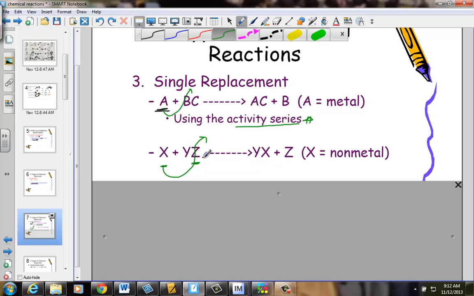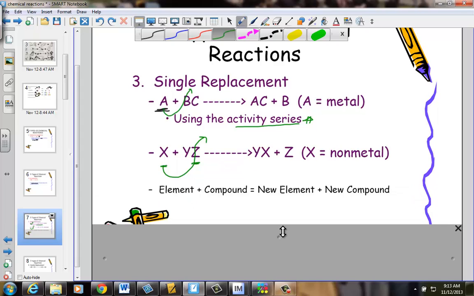If X and Z exchange places, if X replaces Z, if X displaces Z, I'm trying to use all the words I've ever heard my instructors use, we form a new compound, Y, X, and the element Z. The X and the Z will exchange places. The pattern of change here has an element with a compound forming a new element with a compound.